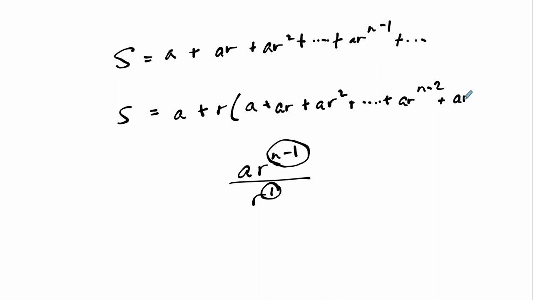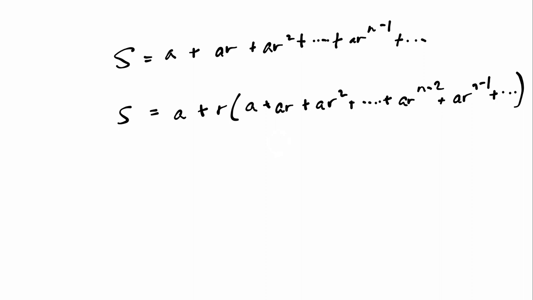The next thing would be a times r to the n minus 1 to match that term, and then we just keep going. Wow, what does that mean? Infinity does weird things, right? So this tells us that here's our original sum completely, this whole thing right here. But then if we factor r out, we can see that it appears again. So there's our original sum. And that means that the sum of the series equals a plus r times the sum of this series.